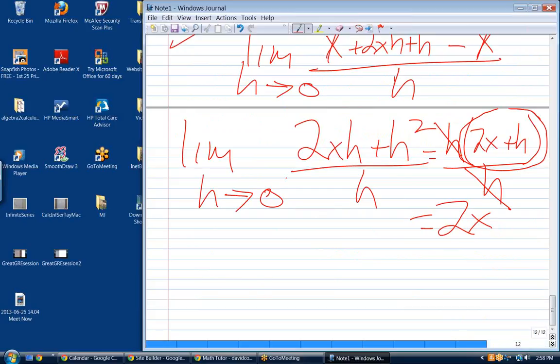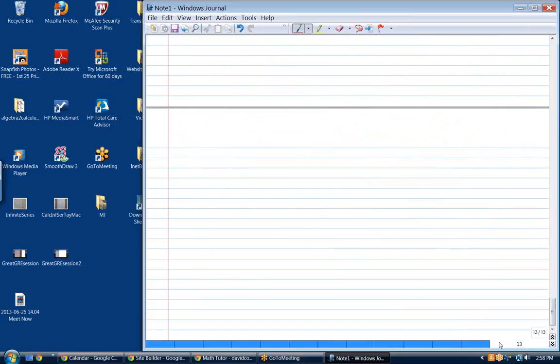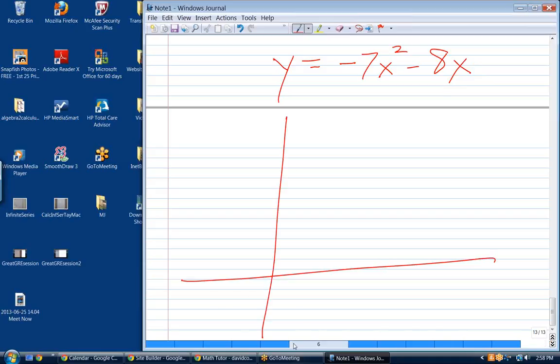Here's something a little different. Okay. Find all values of x, if any, where the tangent line to the graph of the given equation is horizontal. Okay. The graph equation is y equals negative 7x squared minus 8x. Okay. Let's talk about any graph. Let's talk about a parabola. Okay. Where is the tangent line have 0 slope?